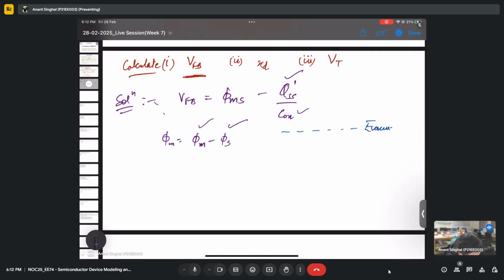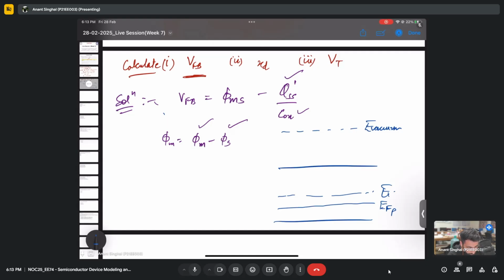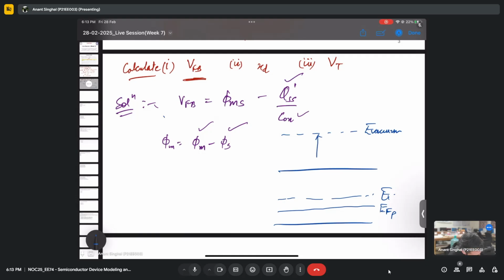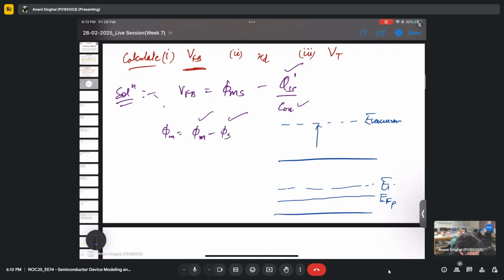So this is E vacuum. And since we have a p type substrate, this is EF, that's EFP. So what will be the phi s in this particular diagram? It is the difference between E vacuum and the Fermi level. So this is phi s, that is what we need to calculate.